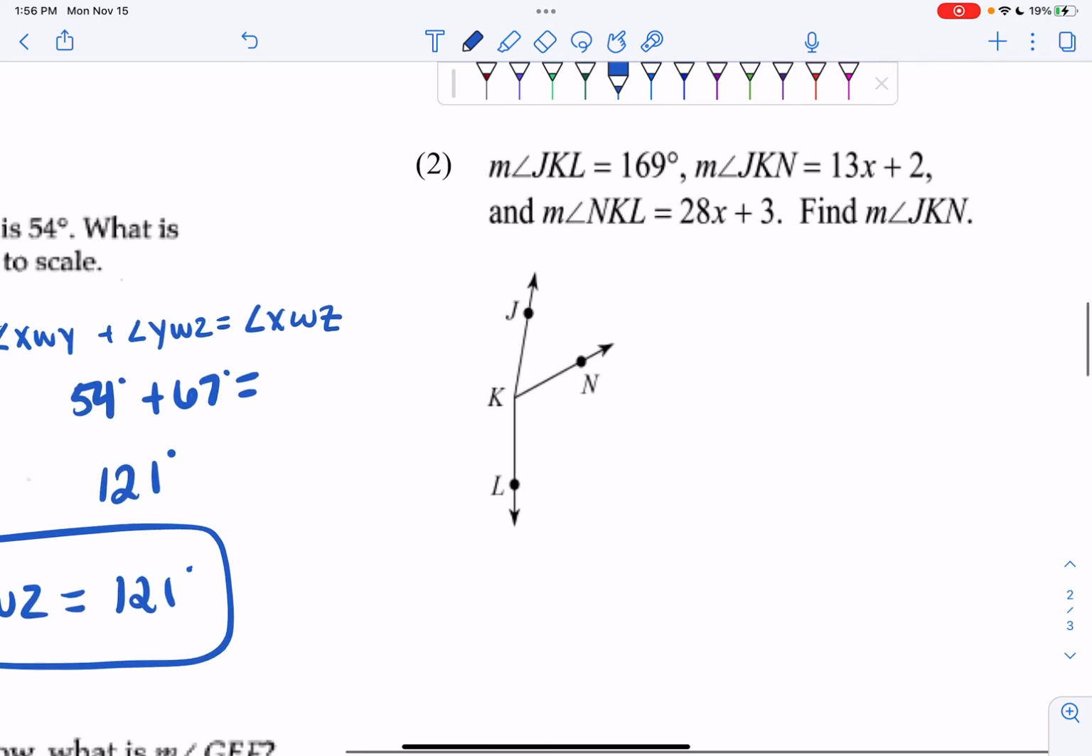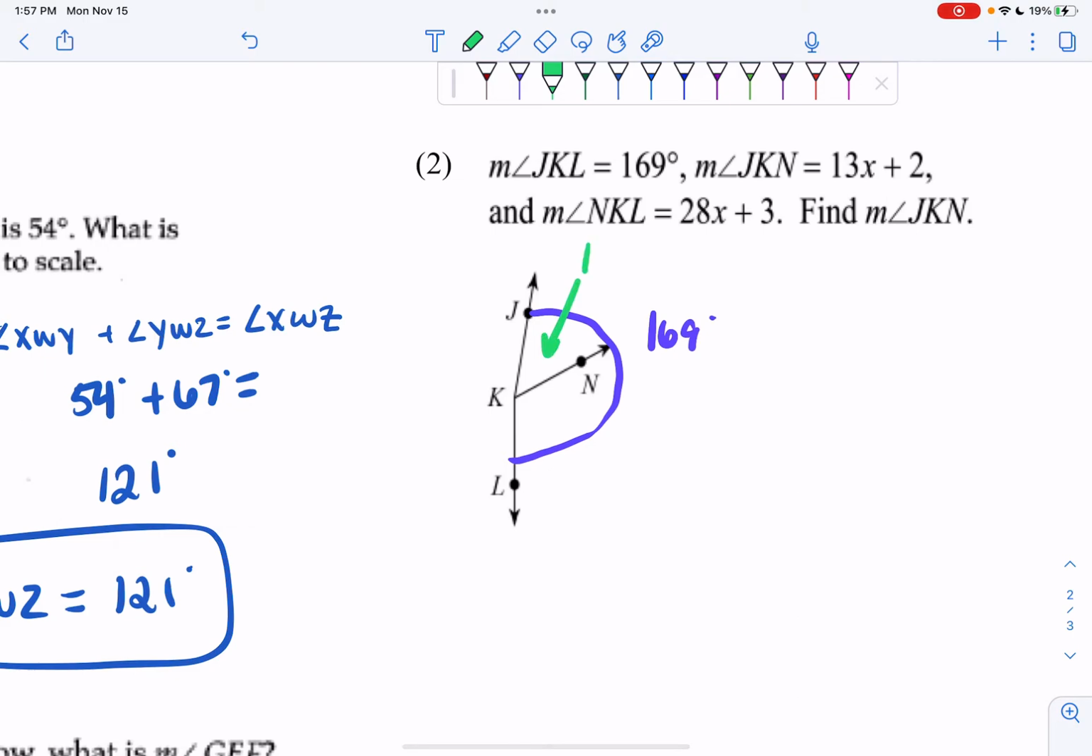Number 2. The measure of angle JKL is 169 degrees. So if I look, I start at J, go to K, end at L. So that's this whole angle right here. I know that the measure of angle JKN is 13x plus 2. And I know the measure of angle NKL is 28x plus 3. Find the measure of angle JKN.